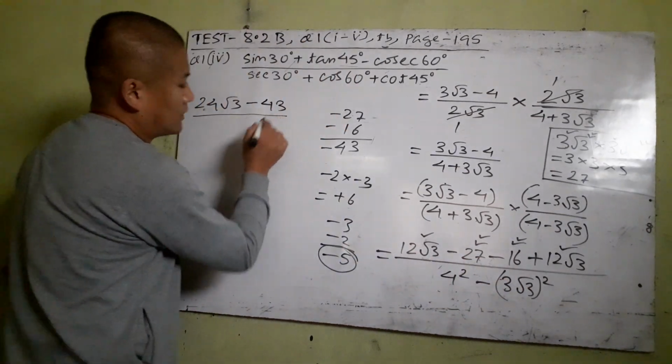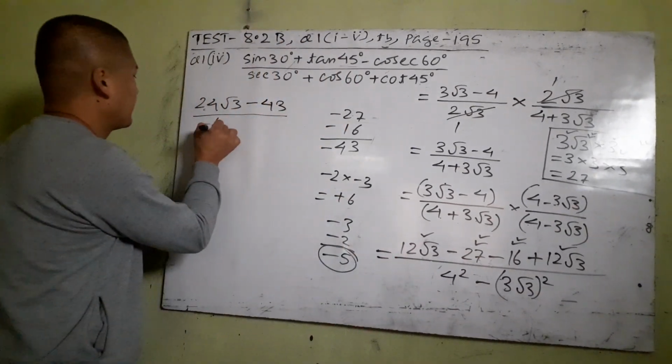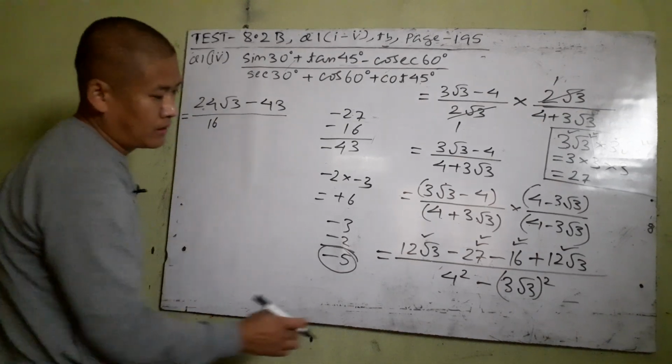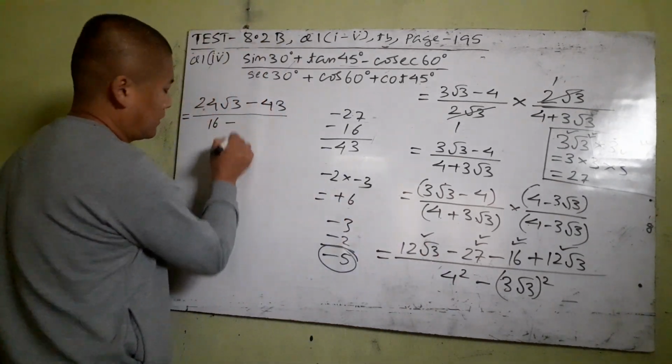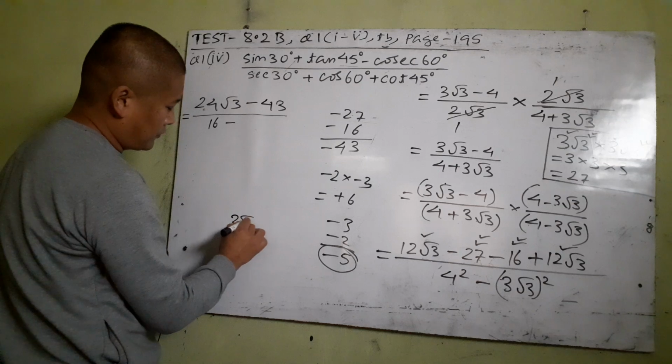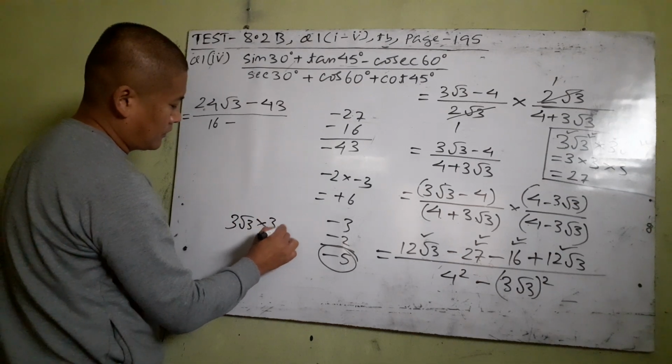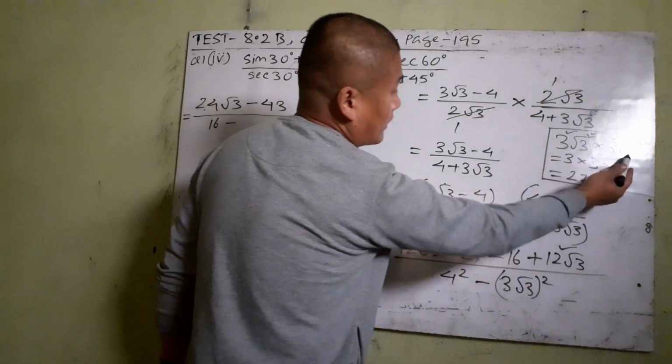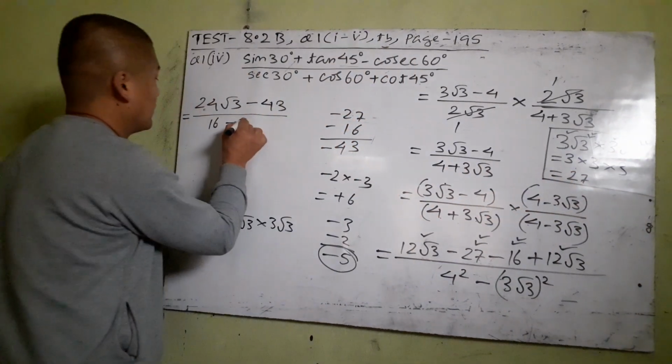Then that's done, divided by 4 4s are 16, put your equal sign. Then here, minus 3 root 3 square means 3 root 3 into 3 root 3, just the same one. So it's 27, so we can write here 27.